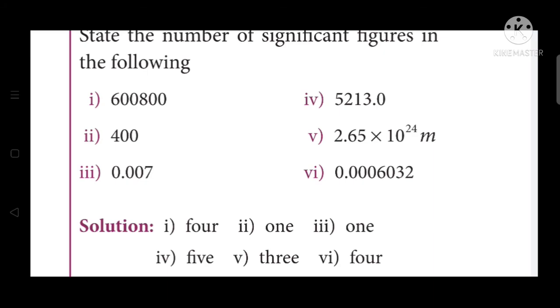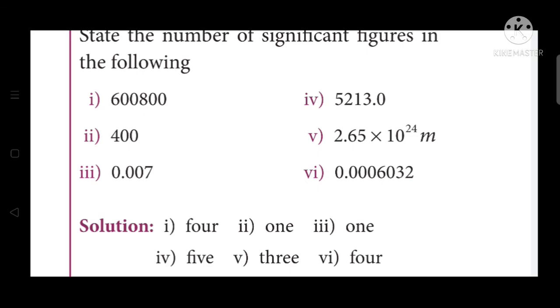Next example, 0.007. According to the rule, the zeros to the right side of the decimal point as well as to the left side of the first non-zero digit are not significant. With respect to that rule, this number has only one significant figure. Look at the fourth example, 5,213.0. According to the rule, all the zeros to the right side of the decimal point are considered as significant figures. So this number has how many significant figures? 5 significant figures.